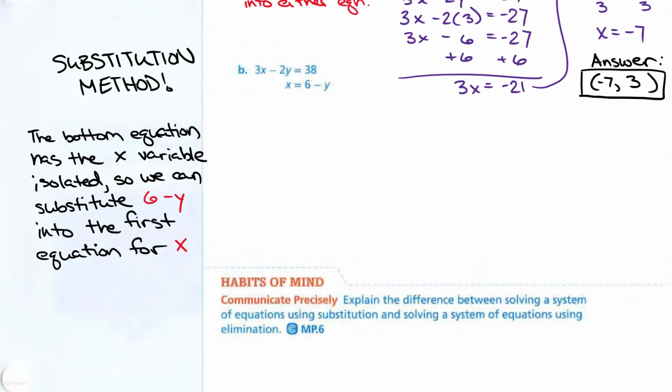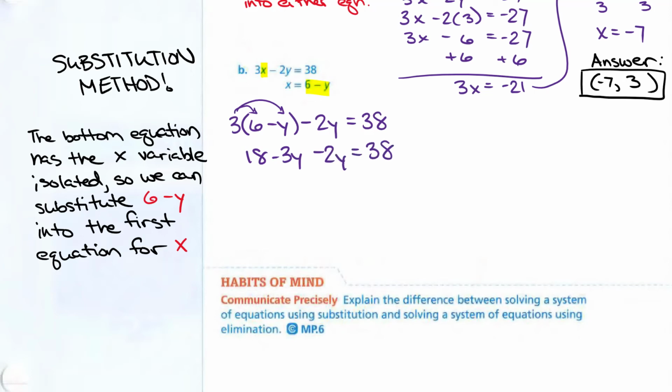So just like in 4.2, we're going to take this 6 minus y expression and plug it in for x. So we get 3 times 6 minus y, there's my substitution, minus 2y is equal to 38. And then we'll distribute, and we get 18 minus 3y minus 2y is equal to 38. Combine like terms. On the left, we get 18 minus 5y is equal to 38.